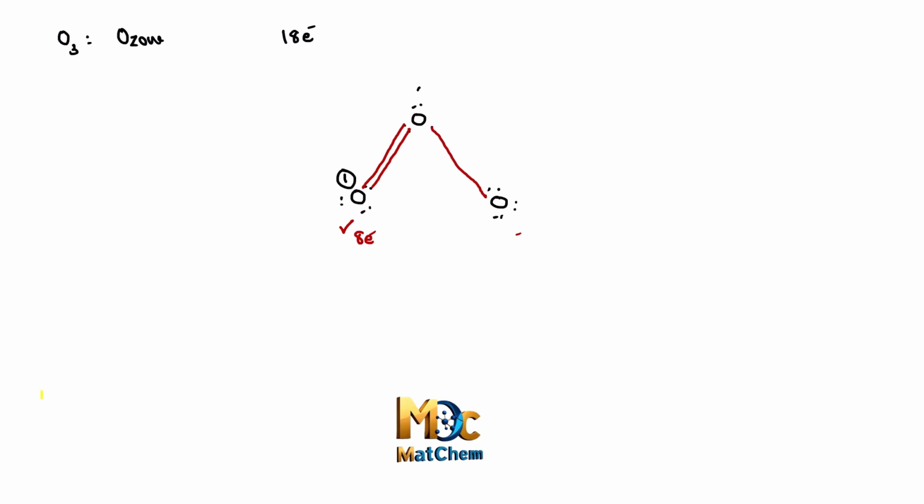Let it be first, second, third. So the formal charge of the first atom is equal to number of valence electrons, that is 6, minus number of lone pair electrons, that is 4, minus number of bonded pair electrons, that is 1 by 2 into 4. That is 6 minus 4, 1 by 2 into 4 is 2. 6 minus 6, that is equal to 0. So the formal charge of the first oxygen atom is 0.